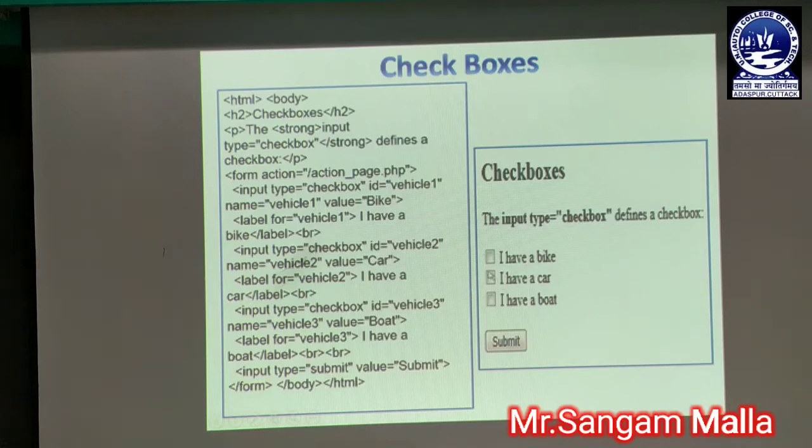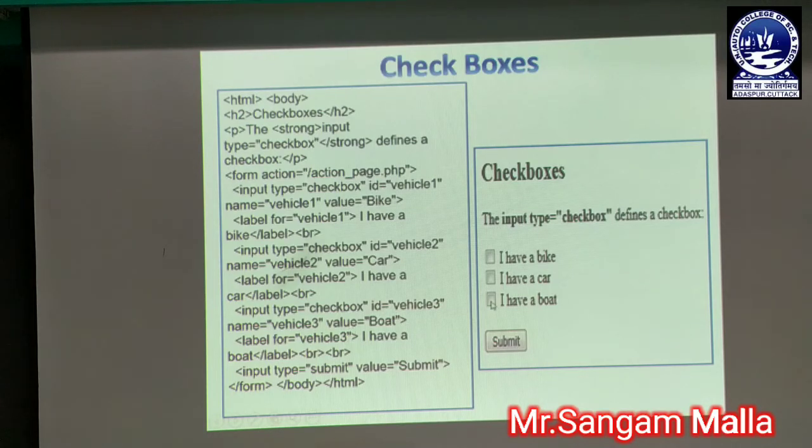Then after printing the checkbox, we have to print a label that says "I have a car", which has been written inside the label tag. Then after printing, we have given a BR tag. That means the cursor will move to the next line, and after that again we have given input type equal to checkbox. That means another checkbox has been printed with the ID and name as vehicle 3. Then we have given value equal to boat.